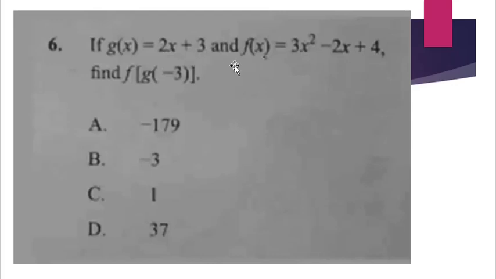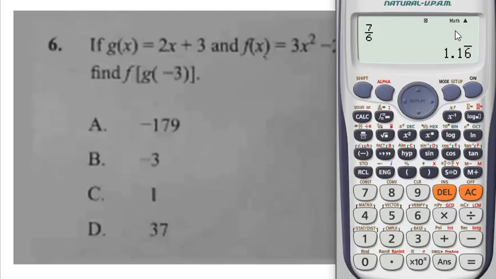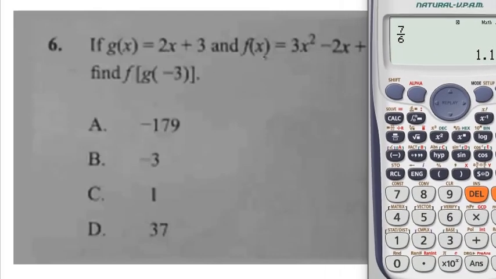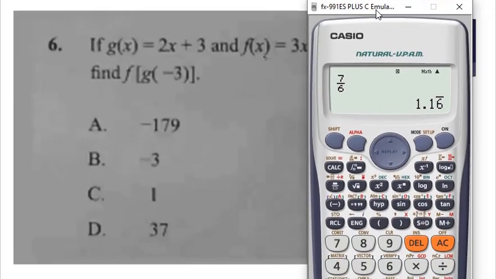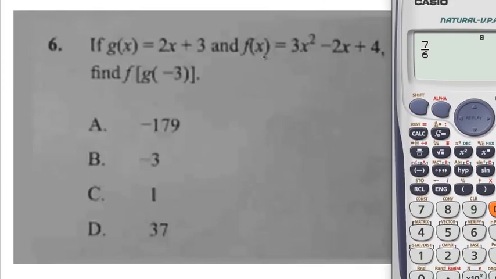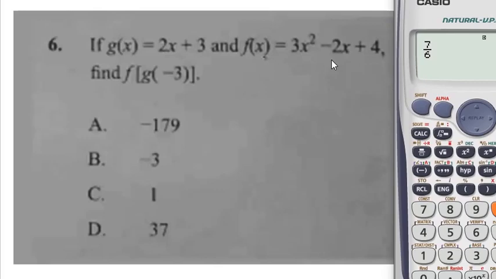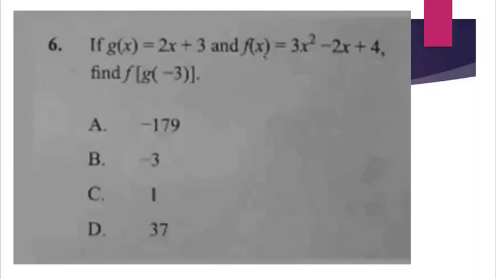Right, let's solve this question. So now you could notice that we have a certain question. We have f of g of x equals 2x plus 3, and then we have f of x equals 3x squared minus 2x plus 4, and then we have to find f of g of minus 3.